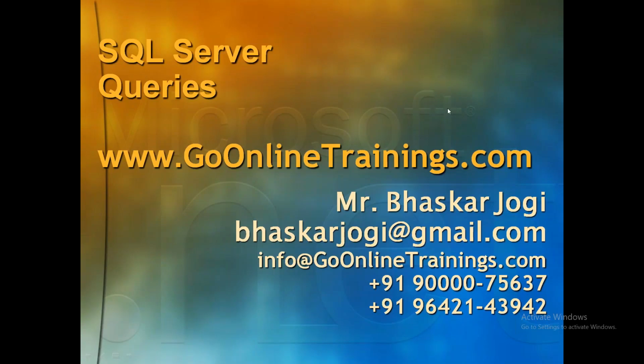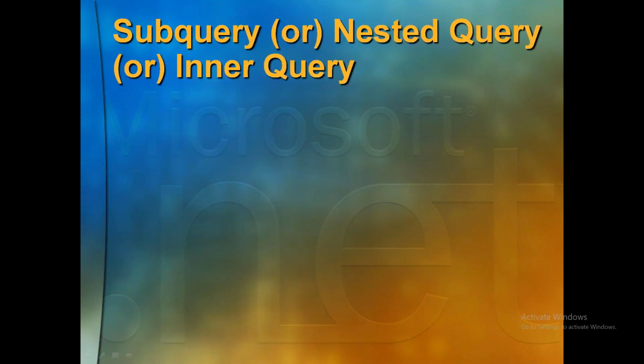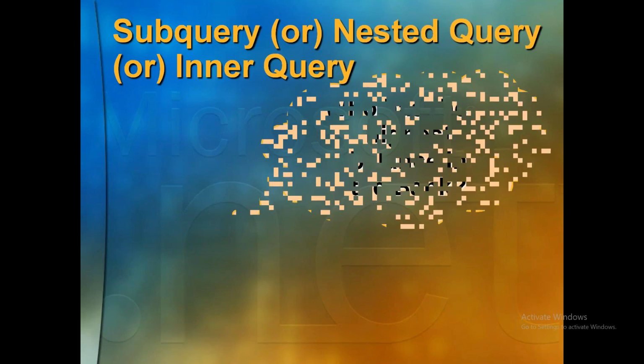We were discussing subqueries yesterday, and we'll discuss correlation subqueries today as well. There are two types of subqueries: normal subqueries, that is general subqueries, and correlation subqueries. These two are called subqueries. Clear? So what is a subquery? We had seen, right? A subquery is called a nested query or inner query.